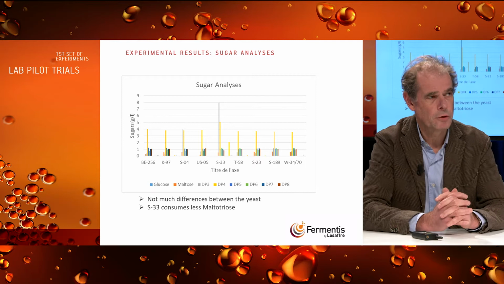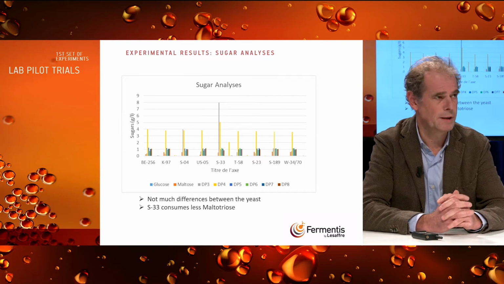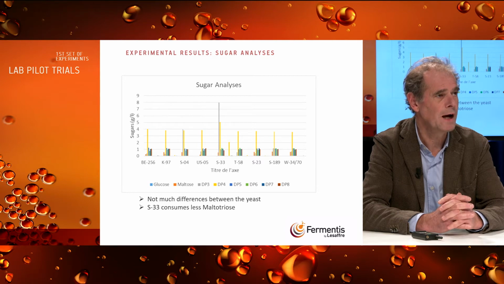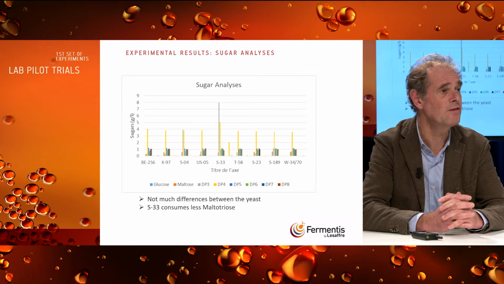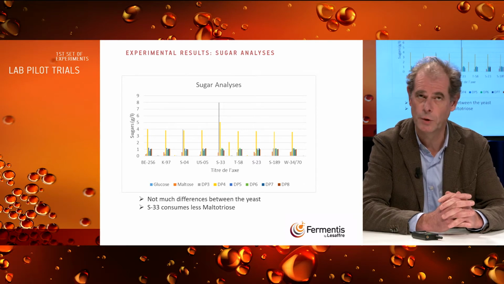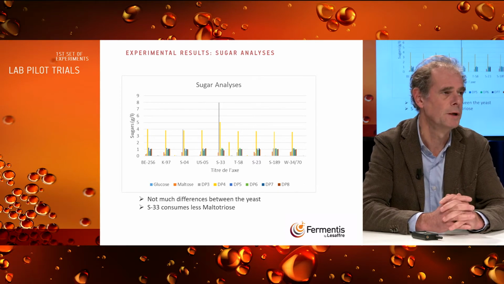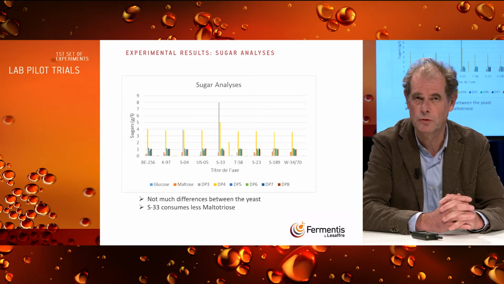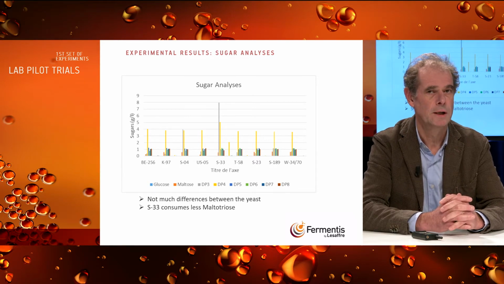In terms of sugar analysis, which is quite important, we see that the consumption of the sugars is basically similar for all our yeast strains, except for the S33. We know in advance that S33 does not consume maltotriose. It is important because it's a maltotriose negative yeast strain.